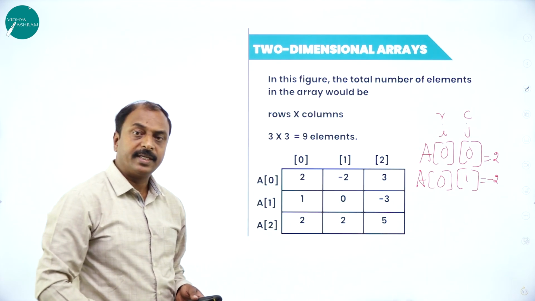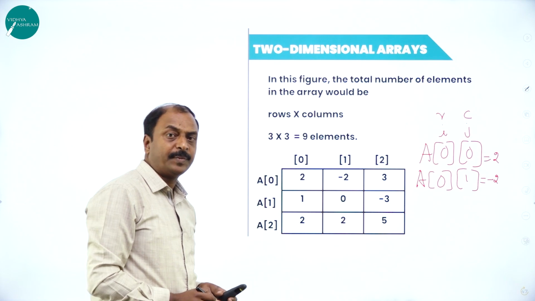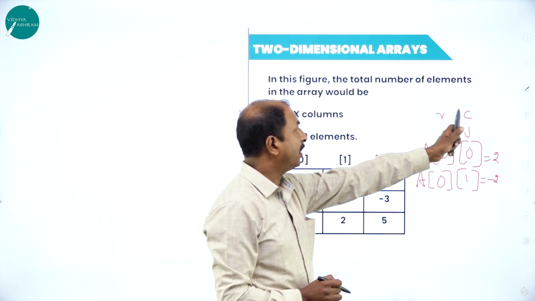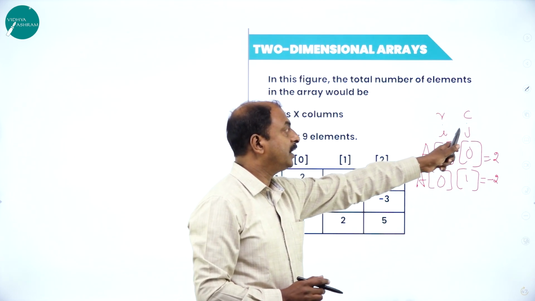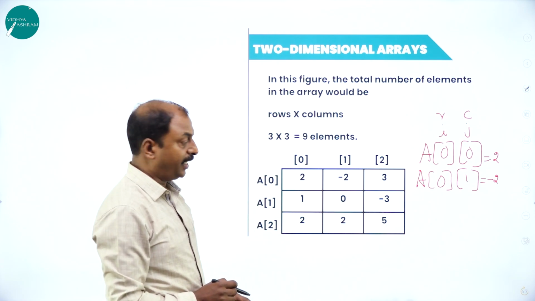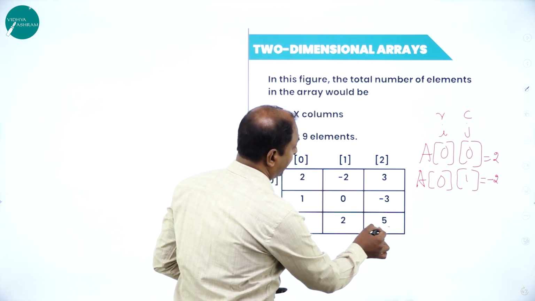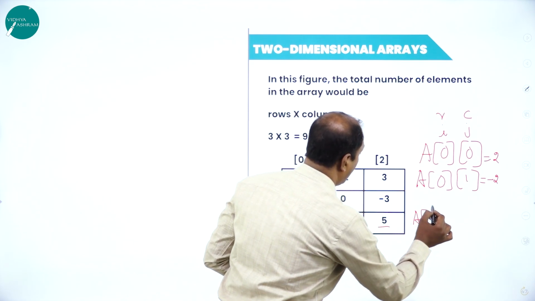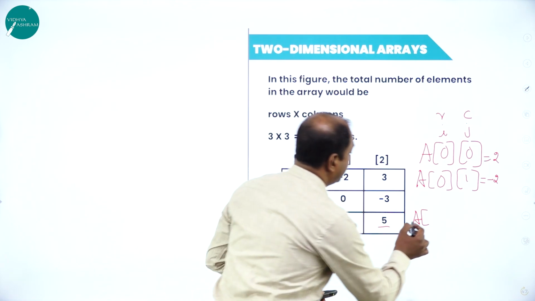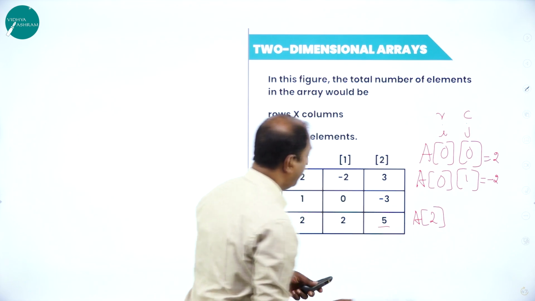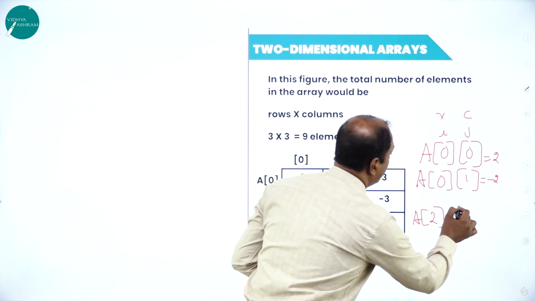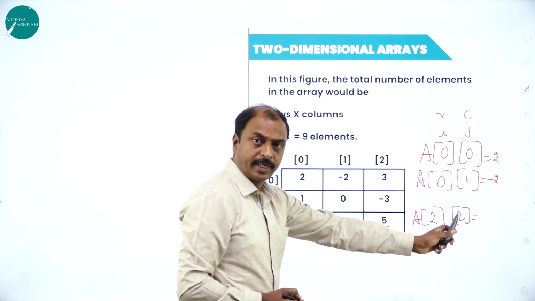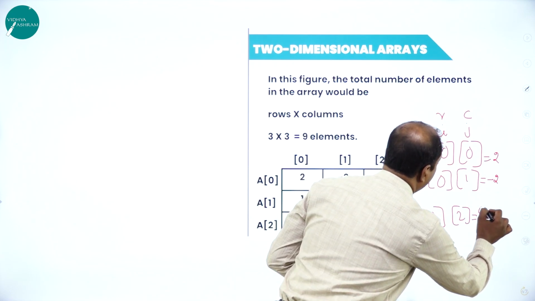So this is how we access the elements of a two-dimensional array with the 2 subscripts I and J. One stands for row and the other for column. Always the first index stands for row, the second index for column. Similarly, suppose you want to access the data element 5, then the location address would be A of, the row index is 2, A of 2, and the column index is also 2. So A of 2 and 2 represents the data element 5.